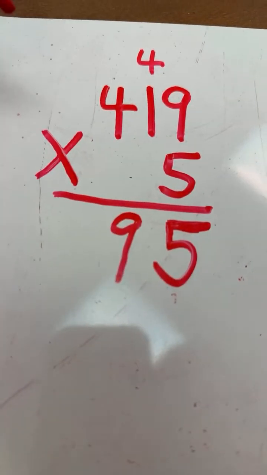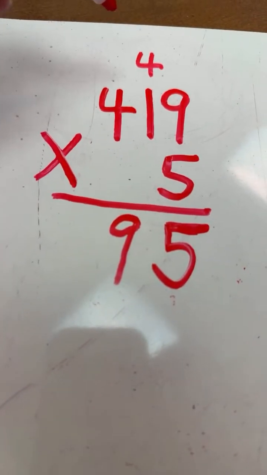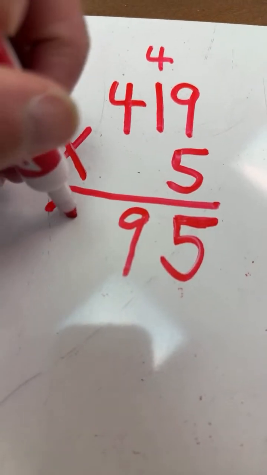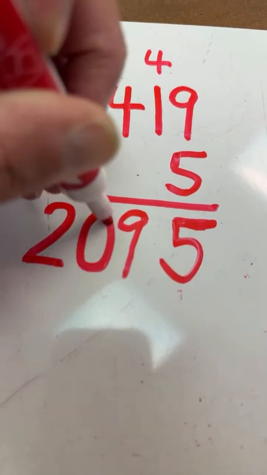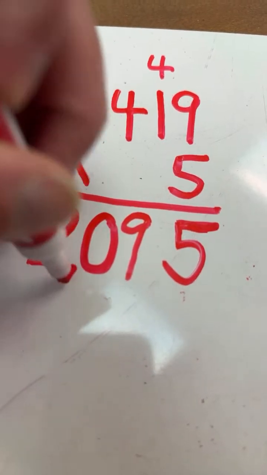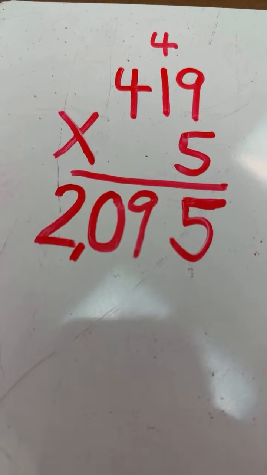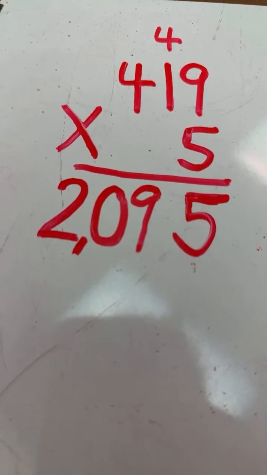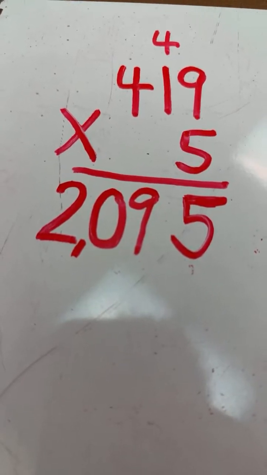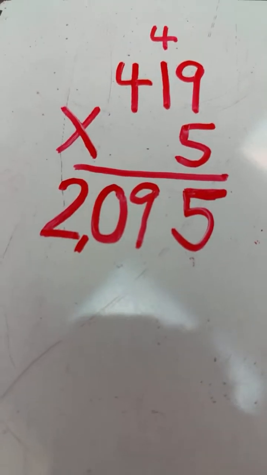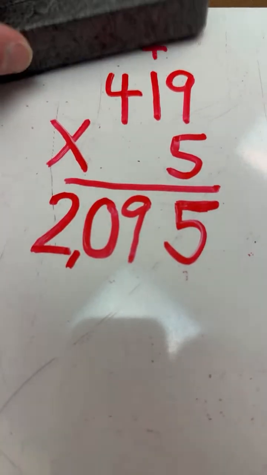Four times 5 equals 20. And we have our final answer. 419 times 5 equals 2,095. All right, moving on to the next example problem.